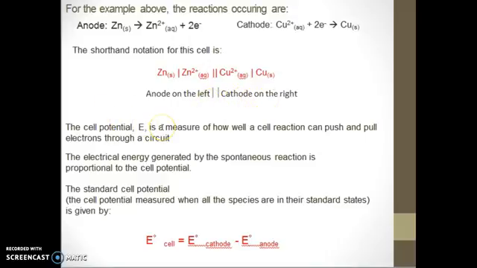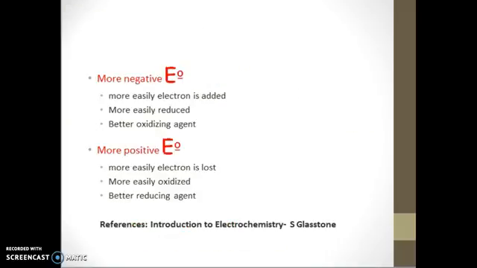Cell potential is a measure of how well a cell reaction can push and pull the electrons throughout the circuit. The electrical energy generated by a spontaneous reaction is proportional to the cell potential. The standard cell potential, measured when all the species are in the standard state, is given by E° cell equals E° cathode minus E° anode. The more positive the E°, the more easily the electron is added, the more easily it is reduced, and the better oxidizing agent it is. The more negative the E°, the more easily the electron is lost, the more easily it is oxidized, and the better reducing agent it is.